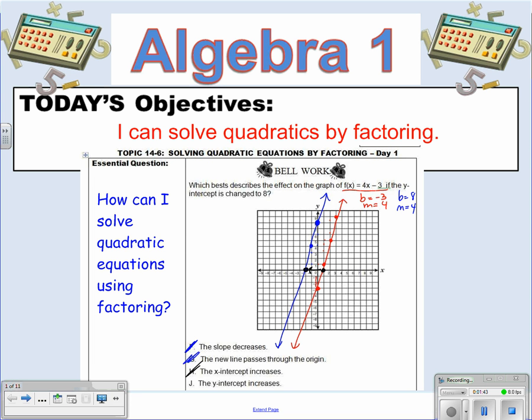The y-intercept increases, absolutely. We started off at negative 3. We are now at positive 8. The correct answer is J. Some of you may have been able to figure it out just by looking at the information that was given.